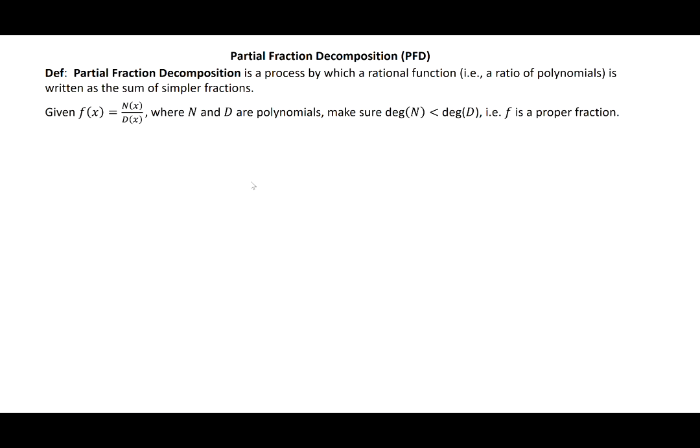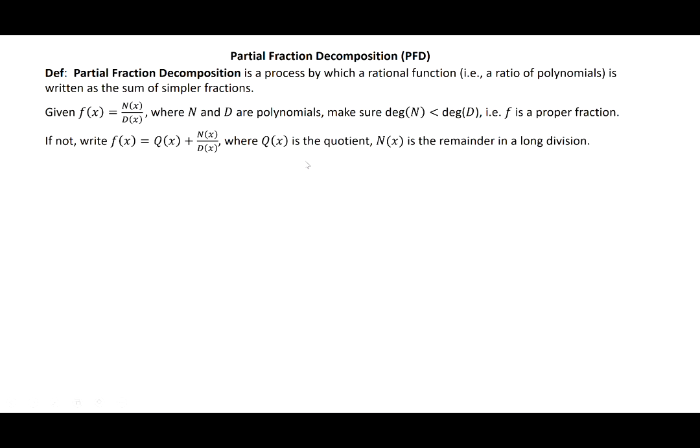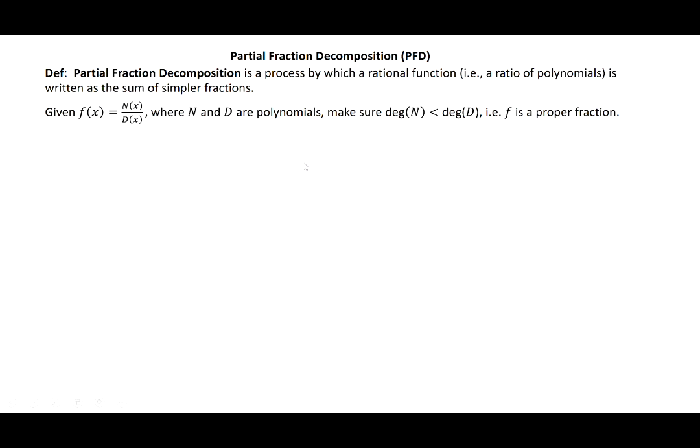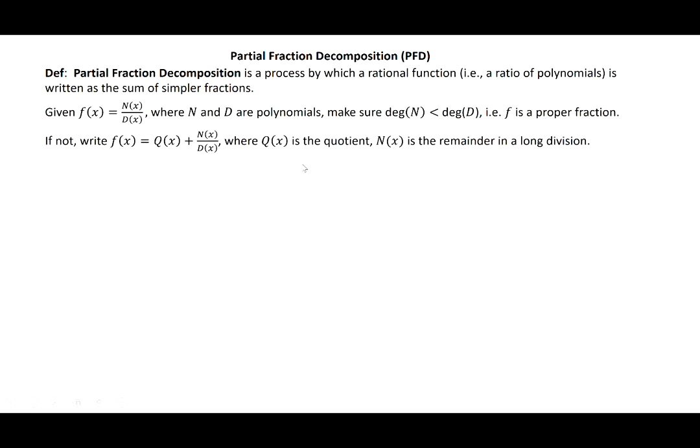Anyway, if we have a proper fraction like this, which means the degree of the top is less than the degree of the bottom, we could sometimes split that into partial fractions, and we will learn how to do that. And the next thing is, what if it is not? What if f of x is not a proper fraction? It is an improper fraction.